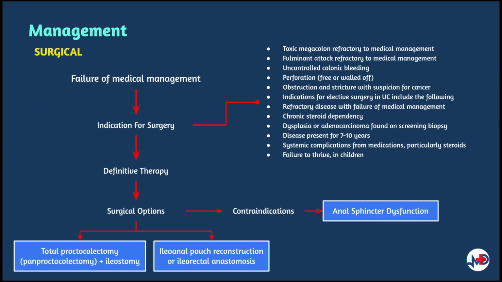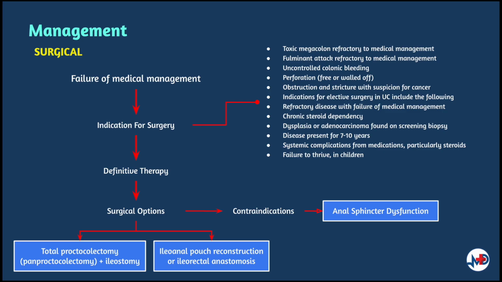Failure of medical management is the most common indication for surgery. Classically, an acute attack of ulcerative colitis that does not respond to intravenous steroid therapy within 10 days warrants surgical intervention. Indications for urgent surgery in patients with ulcerative colitis include toxic megacolon refractory to medical management, fulminant attack refractory to medical management, uncontrolled colonic bleeding, perforation, obstruction and stricture with suspicion for cancer.